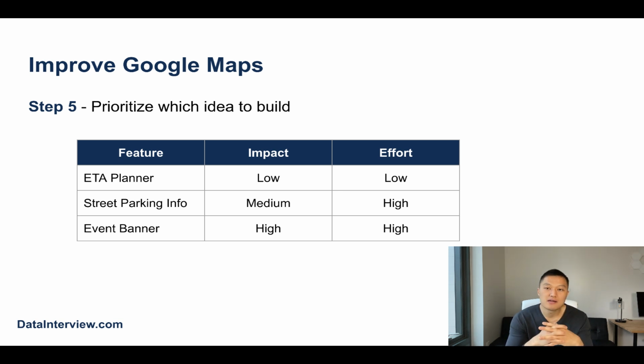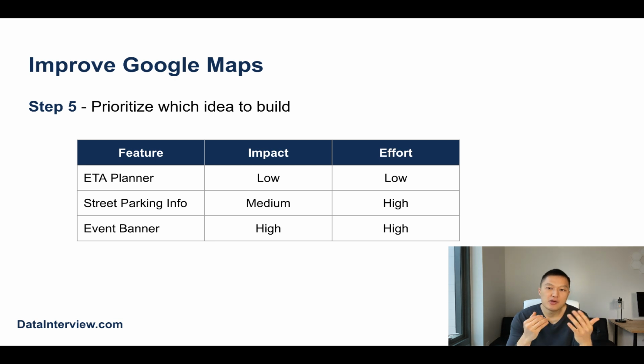I think the street parking information is definitely, relatively speaking, compared to ETA planning, higher than low. It'd be medium, because people commute a lot, and this type of information can be really helpful and remove a lot of friction points for a lot of commuters out there, especially if they're looking for parking spots.